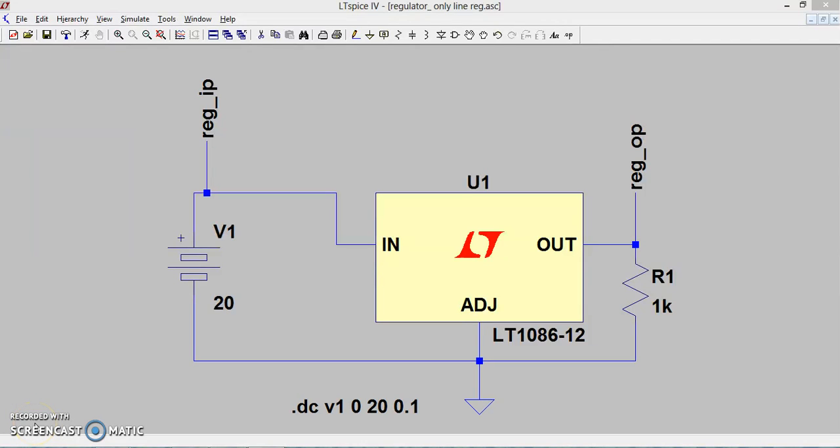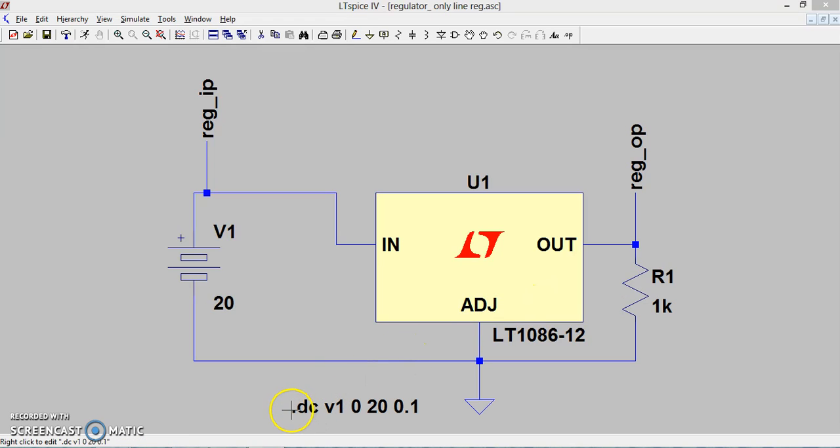Now we exclusively see the line regulation of a regulator. So we are having a 12-volt regulator. Here we can see we have connected a DC voltage source. We have replaced the bridge rectifier using a DC voltage source. This is the regulator input. This is the regulator output to which we have connected a 1K resistor.